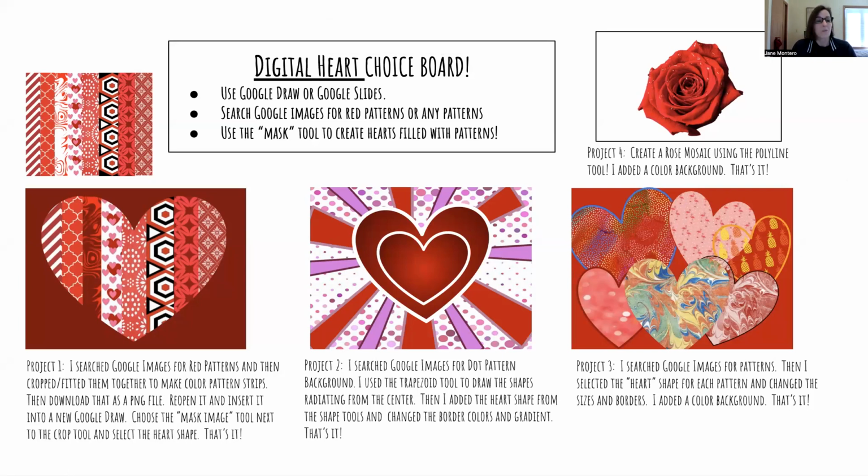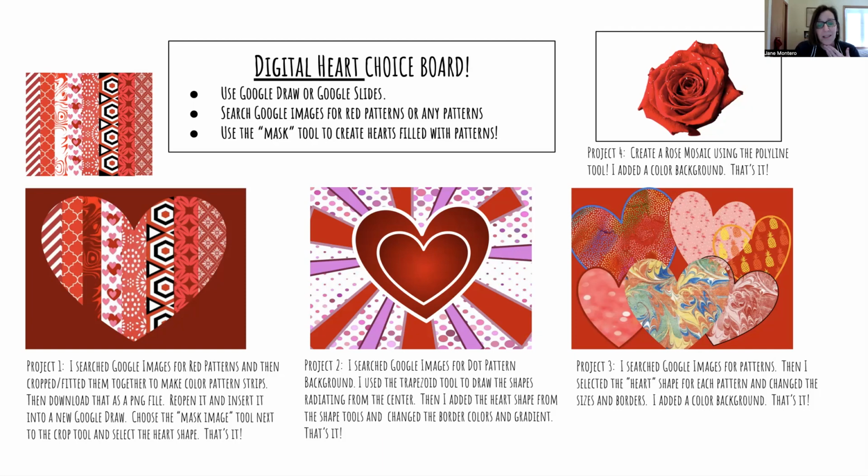So on the left at the bottom is project number 1. That's where they search for a bunch of patterns. It can be any colors you want. I just stuck with red and white. Create a sort of screen like you can see on that top rectangle. Then we use the mask image tool to create the heart shape, and that's basically it.